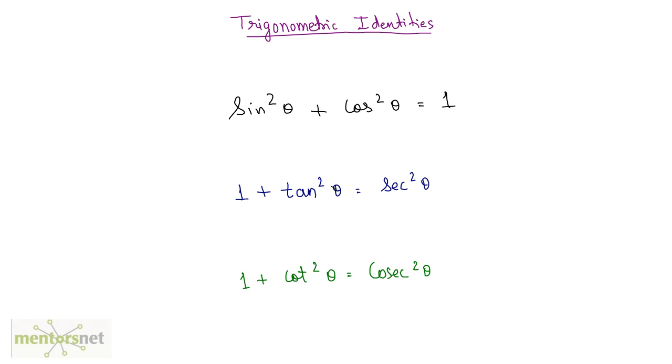Next, we have trigonometric identities. Trigonometric identities are basically equalities that are proven, and you can easily use them. So let me write some of the trigonometric identities for you. These are some of the most used trigonometric identities. We have sine square theta plus cos square theta, and that comes out as 1. And 1 plus tan square theta is sec square theta, and 1 plus cot square theta is cosec square theta.